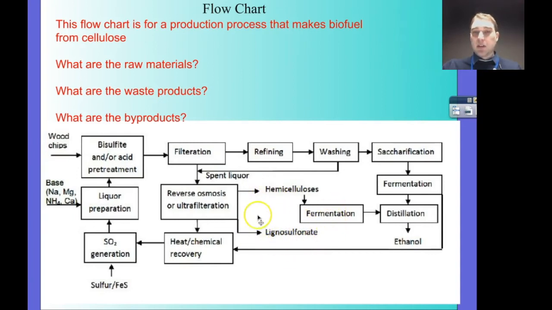That doesn't seem to be going back into the system anywhere else. So the lignosulfonate, I think that's a waste product. Hemicellulose is produced from filtration here and some reverse osmosis. They can be fed back in and fermented again. So these hemicelluloses are a byproduct, and then they feed back into the system to produce more ethanol. So there's some examples of reading a flowchart so I understand what's going on.